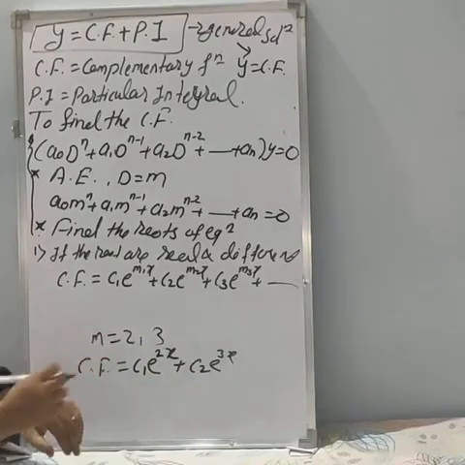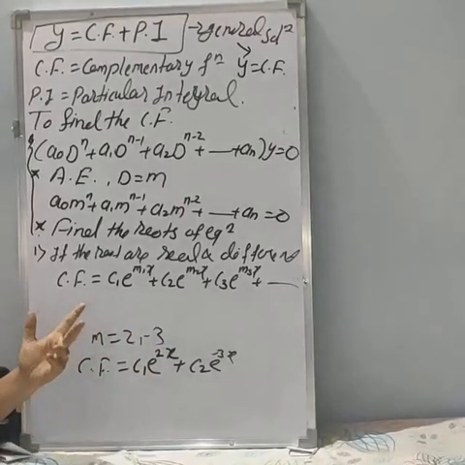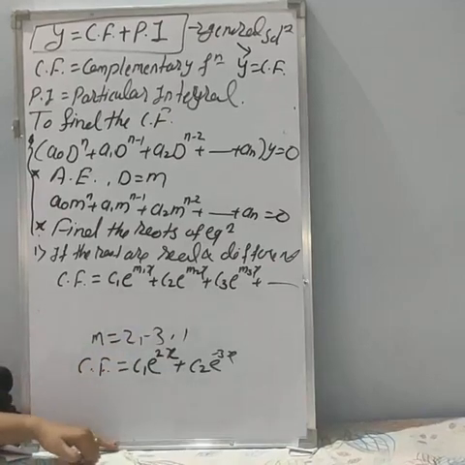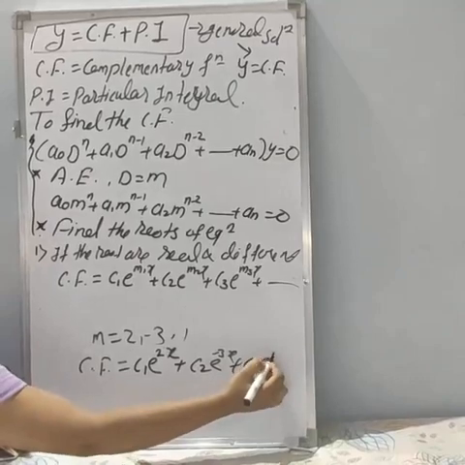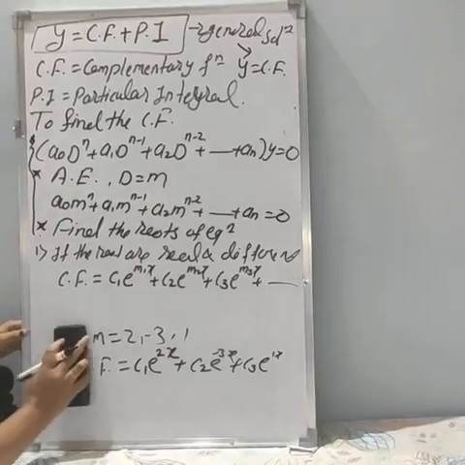Suppose we have minus 3 here, then we write minus 3. The roots can be positive or negative. Only remember, if the roots are real numbers and different, then this is the method. Suppose we have one more root, that is 1, then we write c3 e to the power of 1 into x, that is nothing but e to the power of x. So this is the complementary function for the first case, when the roots are real and different.